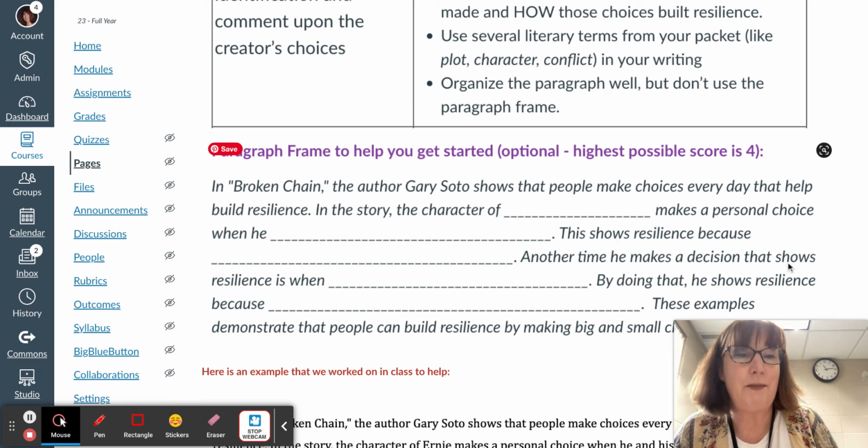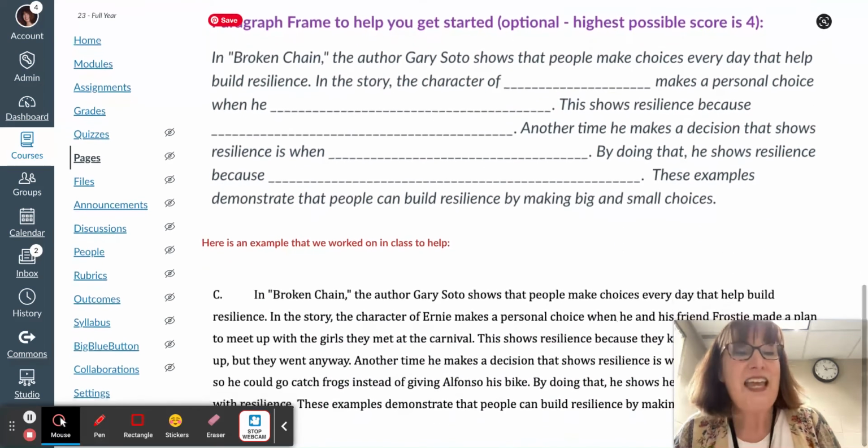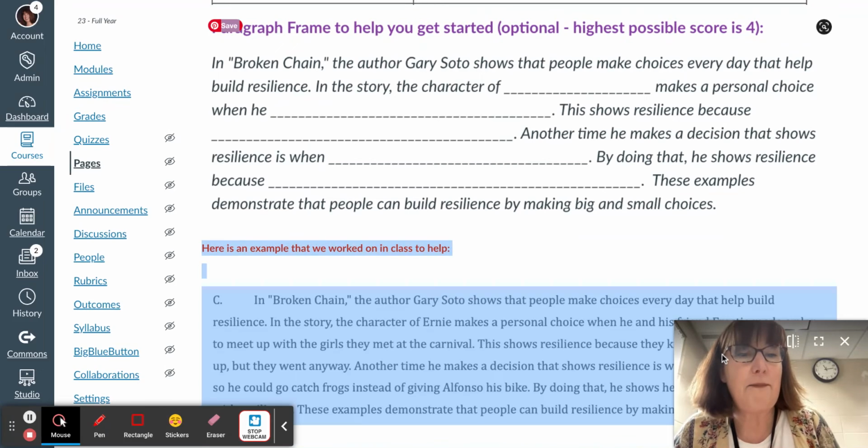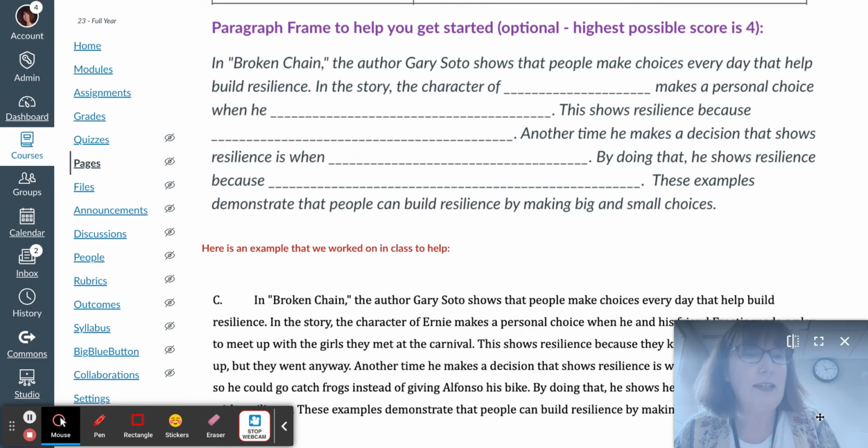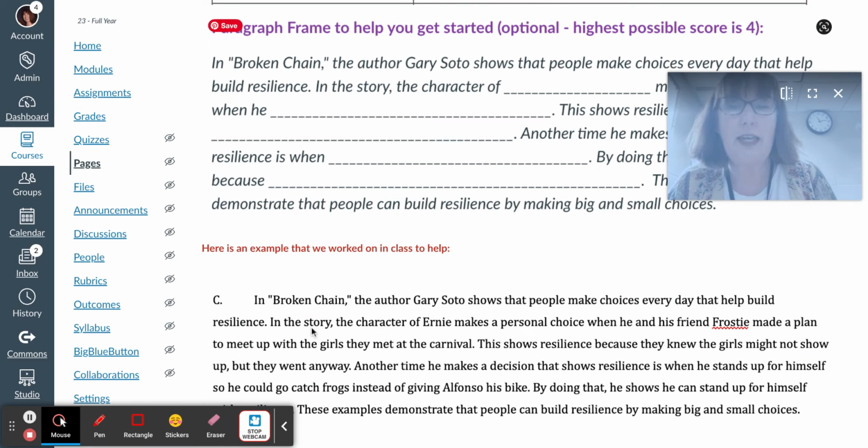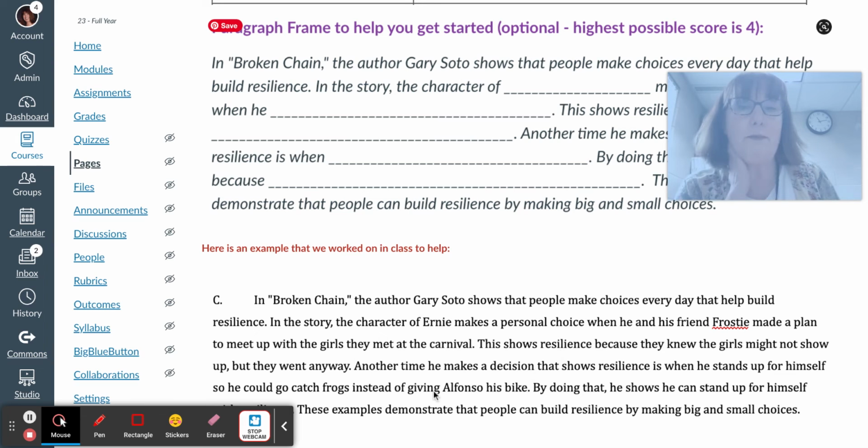Then another time he makes a decision that shows resilience is when. Tell me about another choice that he makes, and then how does that show resilience? If you want to see an example of what that would look like, then you can read this paragraph here on the bottom because that shows an example using Ernie. And that's what your paragraph should look like, only using Alfonso.